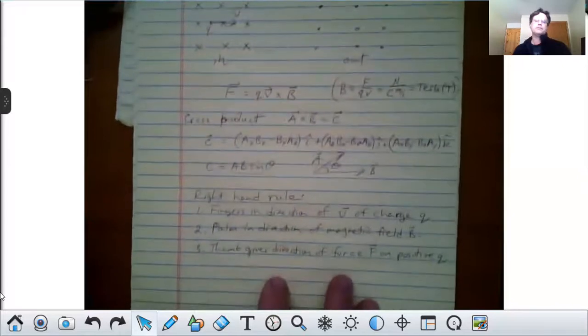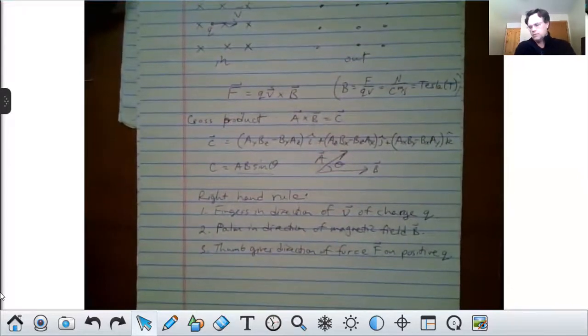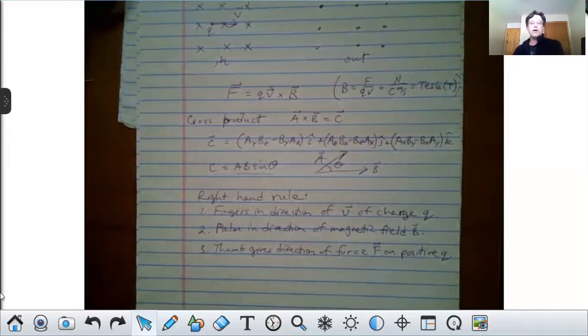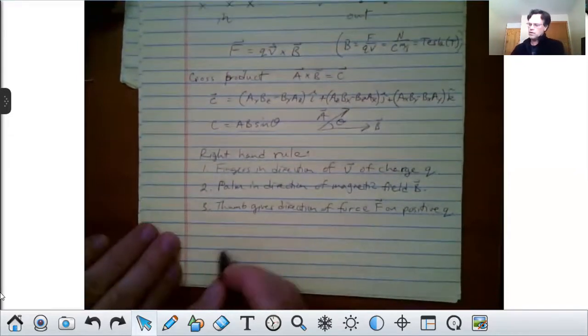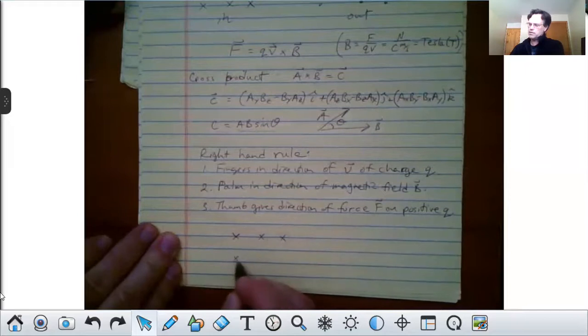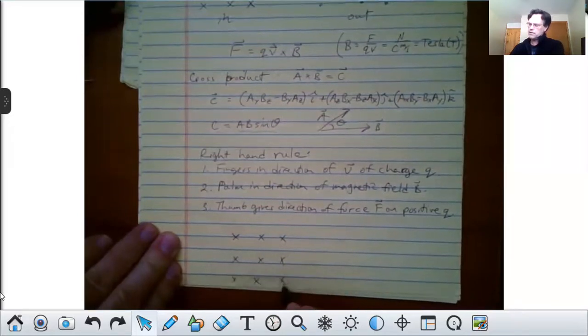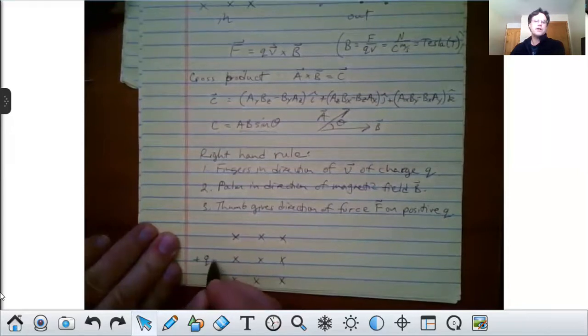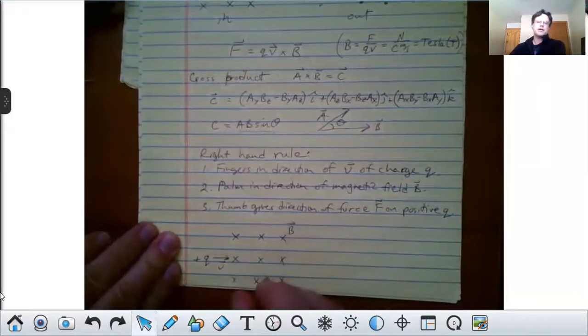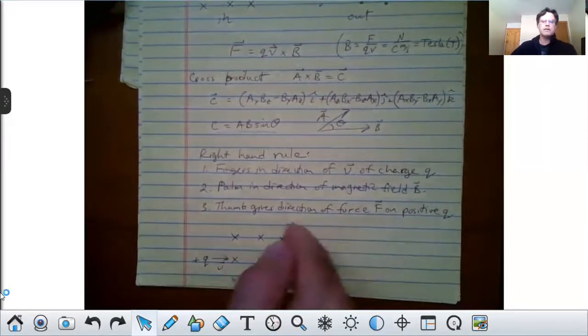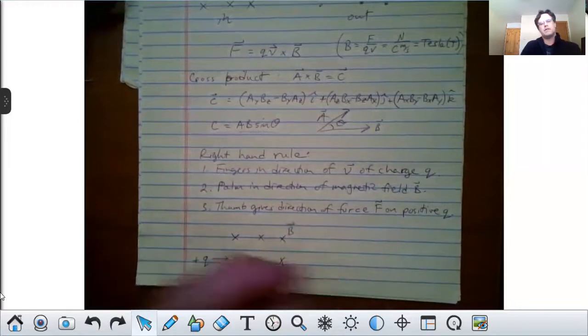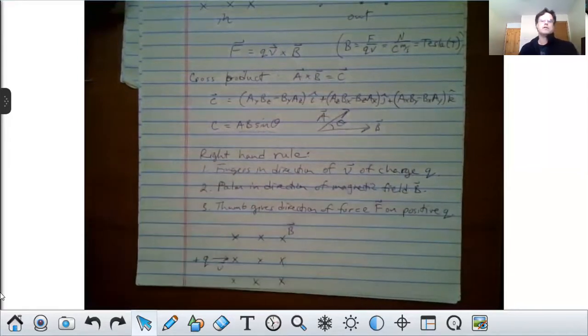How do I get the direction? We are going to use something called the right-hand rule. I'm going to use my right hand and follow these 3 steps. Let me draw a picture here. I'm going to look at the case where I've got a charge moving perpendicular to the field. Let's say I've got a proton, a positive charge, moving into the field with speed v. My magnetic field is going into the page, so it's that way. V is to the right, B is into the page. So how do I get the cross product V cross B?